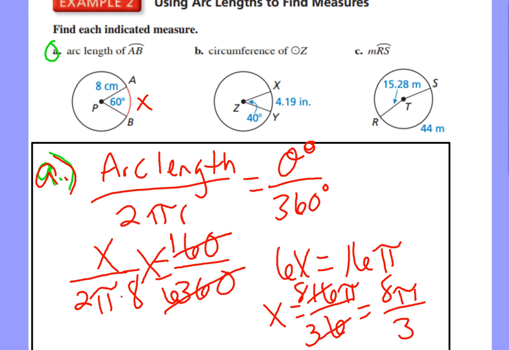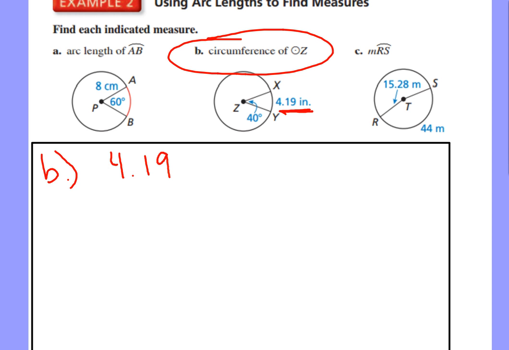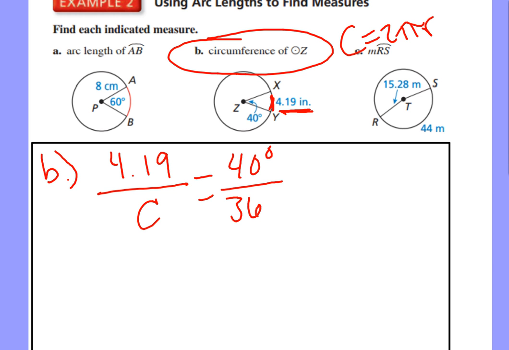What about if we want to go ahead and find the circumference using one of the lengths? It's the same formula, folks. Arc length, which in this case is 4.19, over the circumference. Remember, the circumference is 2 pi r. If I want the whole circumference, I'm just going to call it c, because I could care less what the radius is at this moment in time, is equal to its arc measure, which is 40 degrees, over 360.